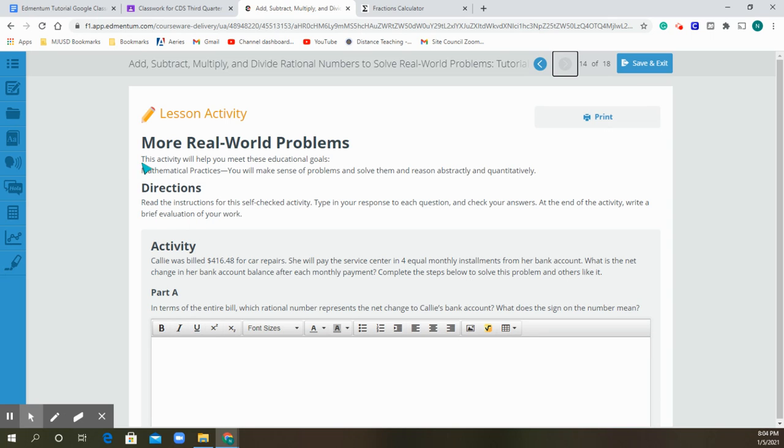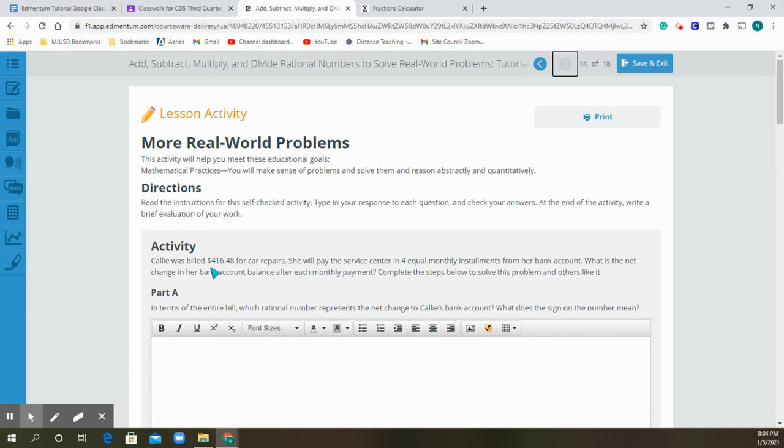All right, so this activity will help you meet these educational goals, mathematical practices. You will make sense of problems and solve them and reason abstractly and quantitatively. That is wordy for use it in the real world. If you believe that you will not use algebra in the real world, you are mistaken. We do it all the time. How many payments, how much is each payment going to be?